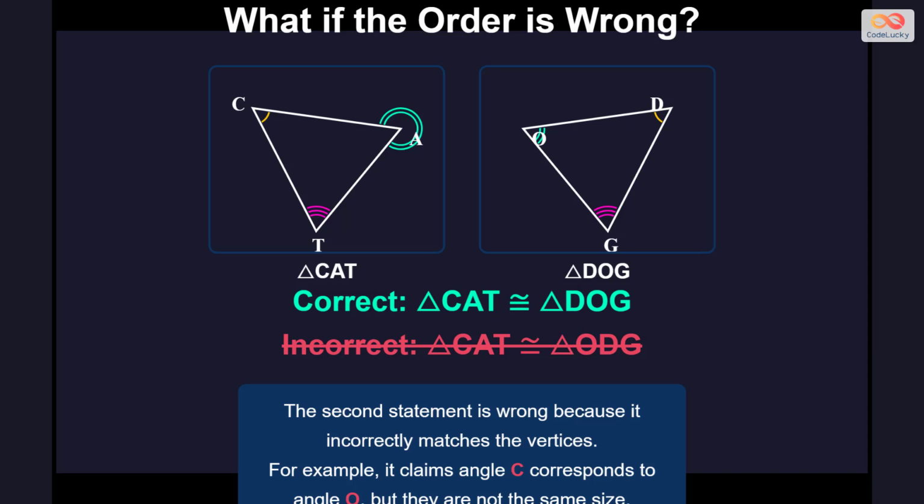Look at these two triangles, CAT and DOG. They are congruent. The correct statement is triangle CAT is congruent to triangle DOG. A statement like triangle CAT is congruent to triangle ODG would be incorrect. Why? Because it wrongly claims that angle C matches angle O and angle A matches angle D, which is not true. The order must reflect the actual corresponding parts.